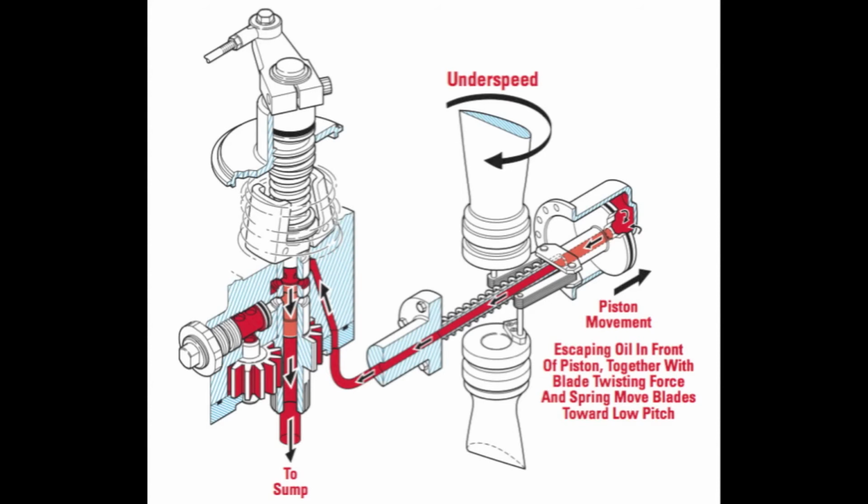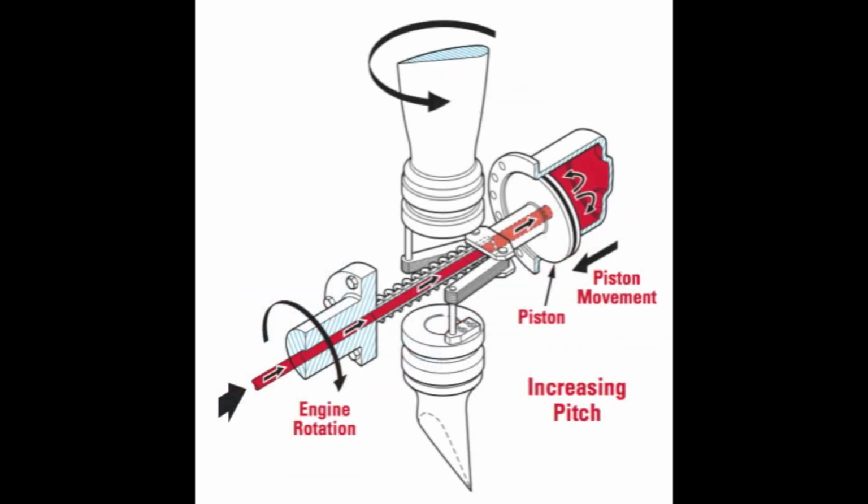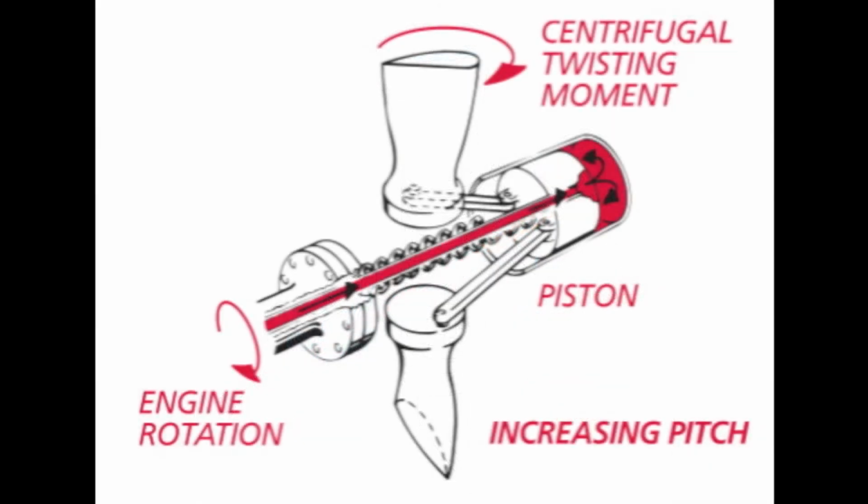The turning propeller causes a twisting moment of the actual propeller itself, which moves the piston towards the front of the dome also. Therefore, when oil is pumped into the dome, it moves the piston away from the front of the dome, overcoming these two forces. One force is a spring. The second force is centrifugal twisting moment of the turning propeller.